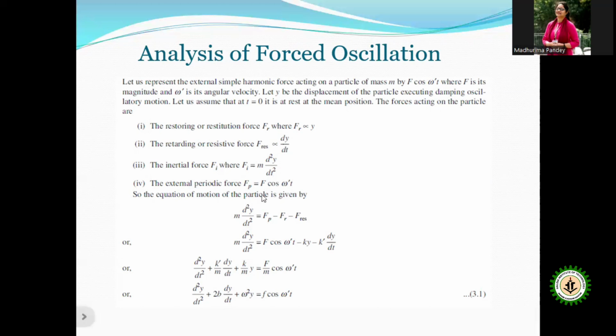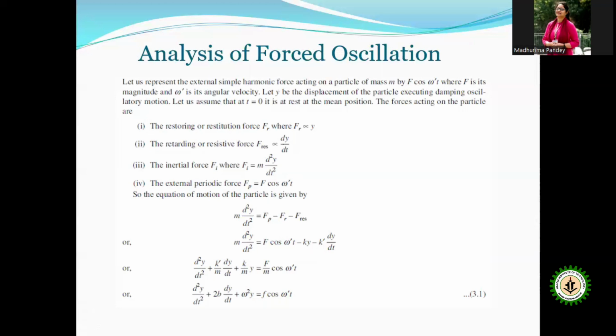Here we take the nature of the force as periodic, because oscillation is basically simple harmonic motion, and simple harmonic motion is periodic in nature. So whatever force you apply externally should be periodic in nature. That's why we take cos omega prime t. Now the equation of motion: mass into acceleration is basically this external force minus the restoring force and the damping force. Now put all the values here, where k is the restoring force constant and k prime is the damping force constant.